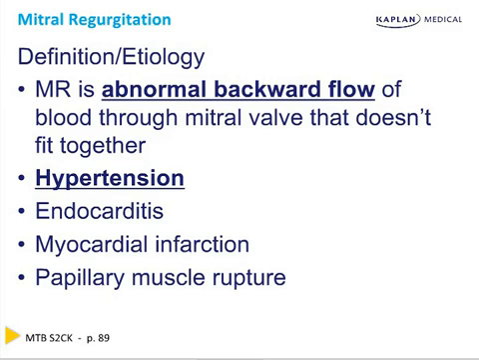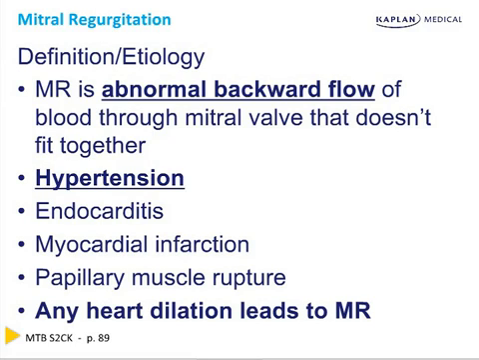ropes being cut. The most common causes are hypertension, infection, and infarction. And anything that dilates up the heart leads to mitral regurgitation, because the leaflets don't actually change in size. So when the heart itself widens, those leaflets have to separate.